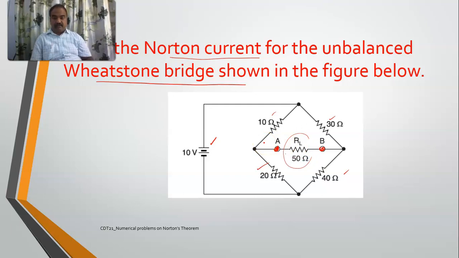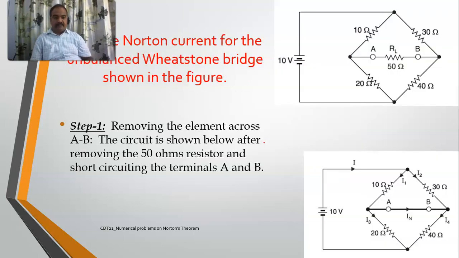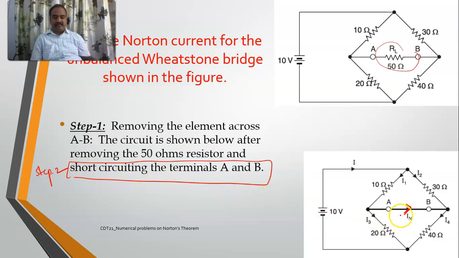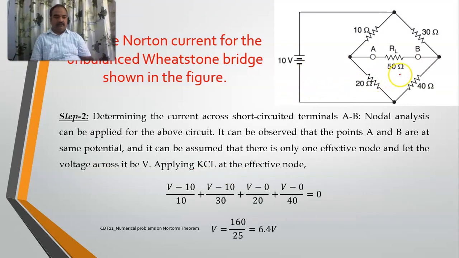So I will follow the 5 steps. Step number 1 is removing this resistance. If I remove this resistance, you will get A and B terminals. Now for doing step number 2, you need to short circuit these terminals to determine the Norton's current. So I am short circuiting these terminals. Short circuiting comes in step number 2. I will short circuit these terminals and determine the current through it. Since this is being short circuited, I'll take this one as IN.